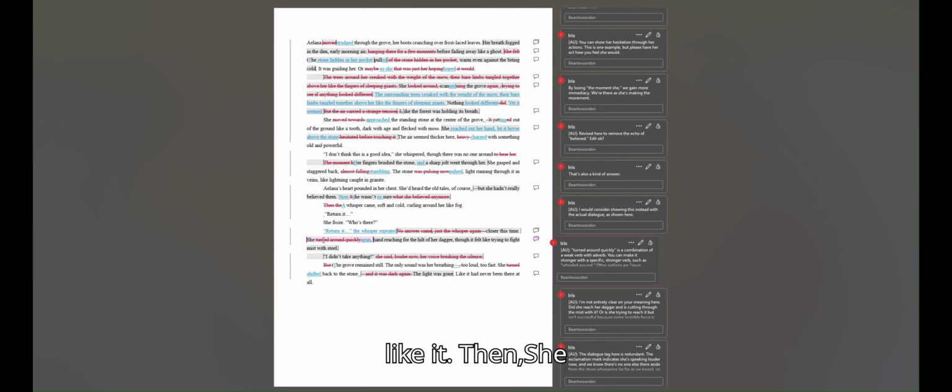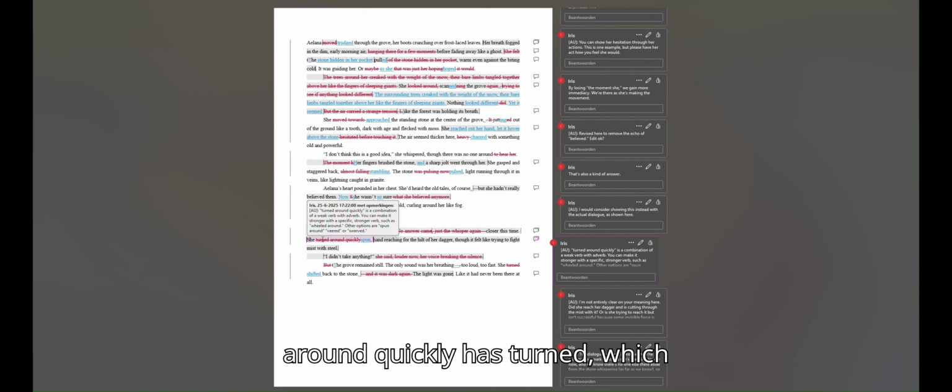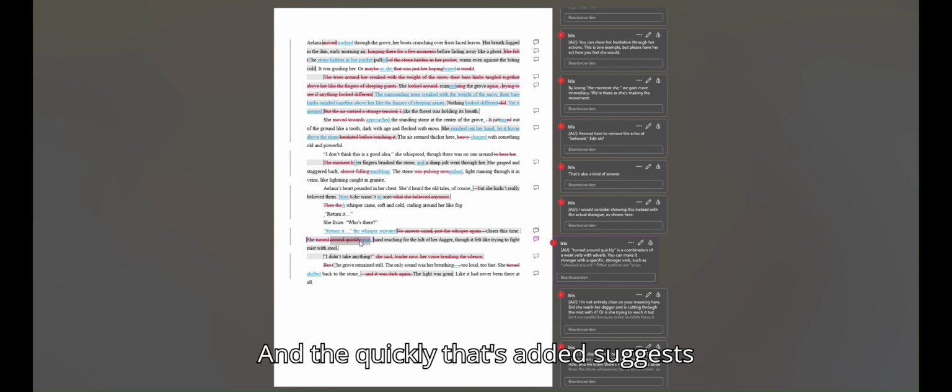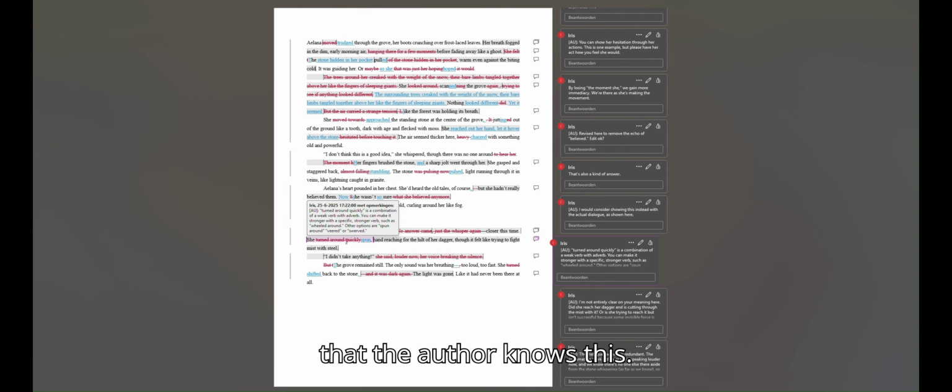Then she turned around quickly. So here, turned around quickly has turned, which is also kind of a weak verb because we can turn in a variety of ways. And the quickly that's added suggests that the author knows this. The quickly here describes how she's turning, when we also have a verb that does this in one word, which is spun. She spins, we spin, they spin. Spinning. The verb is spinning.